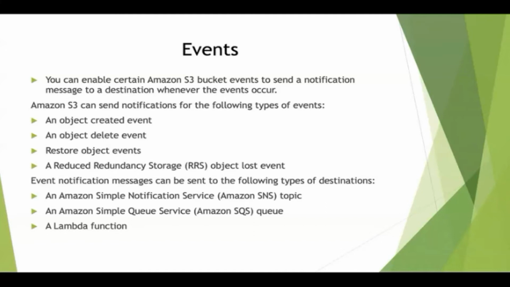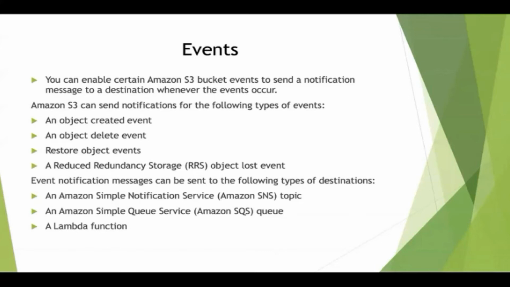Okay. So there are four different events for which you can trigger a notification. An object created event. You can do it for an object delete event. You can do it for a restore object event, in the sense that when you restore an object from Glacier storage class to an S3 storage class, you will be able to get an event notification. And then even when you use reduced redundancy storage for any scenario and your object is lost, you will be able to trigger an event.